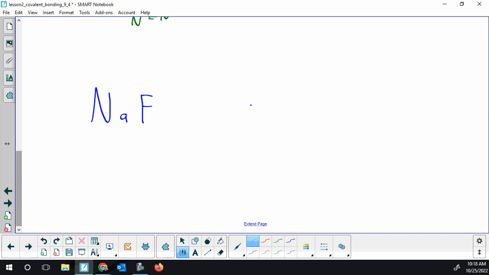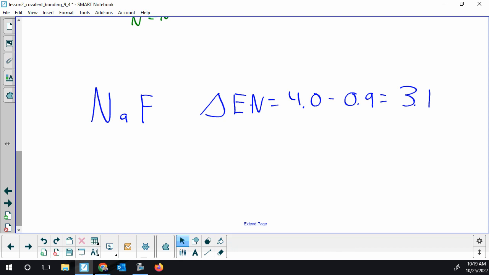So if we had sodium fluoride, and we want to know what type of bonds we're going to have, we look at the electronegativity of the biggest minus the smallest. Fluorine in our data table is 4.0. Sodium is 0.9. You do the subtraction and you get 3.1. That is way bigger than 1.7. The outcome of that difference is you would expect ionic character of the bond.